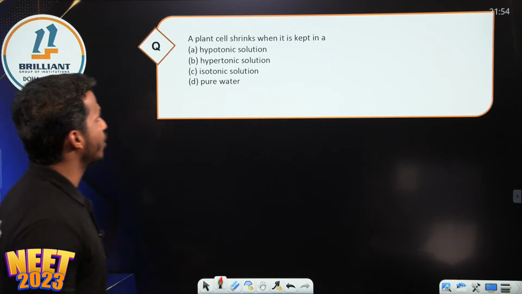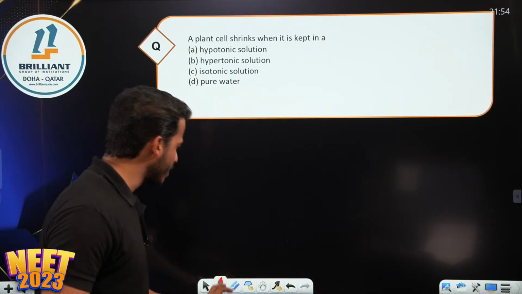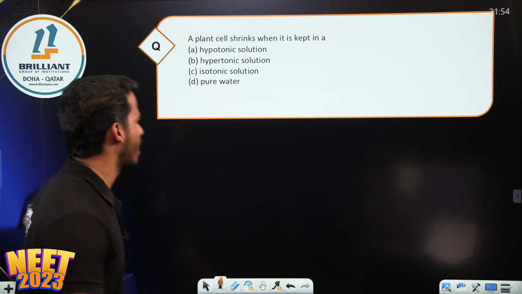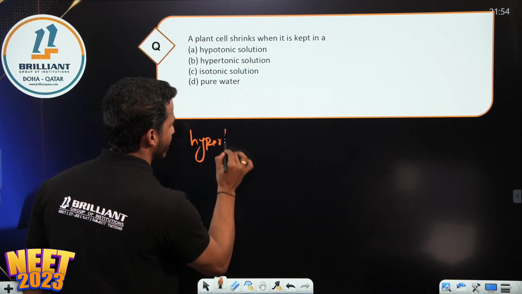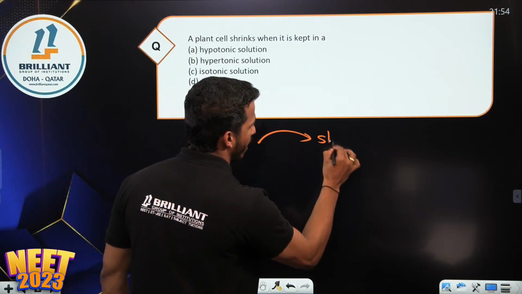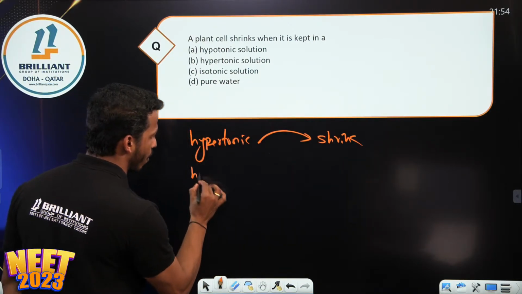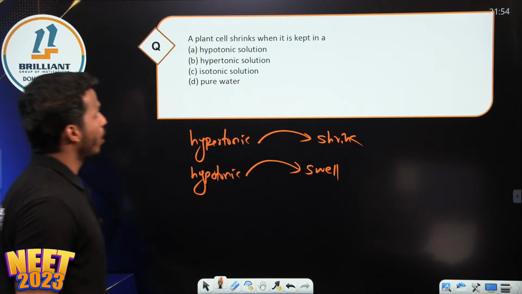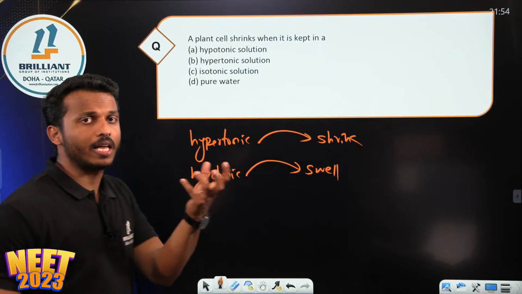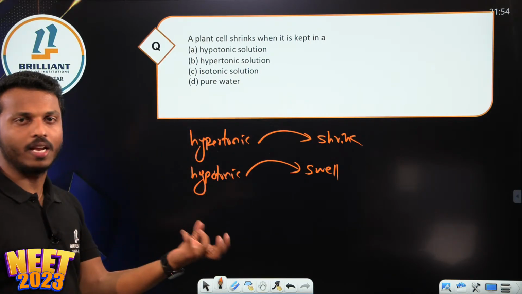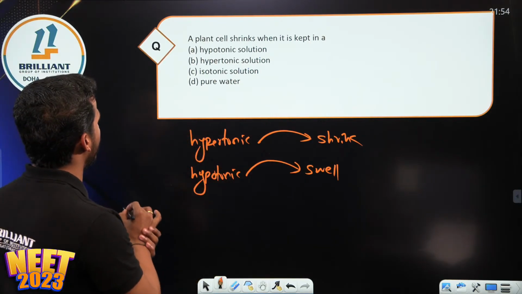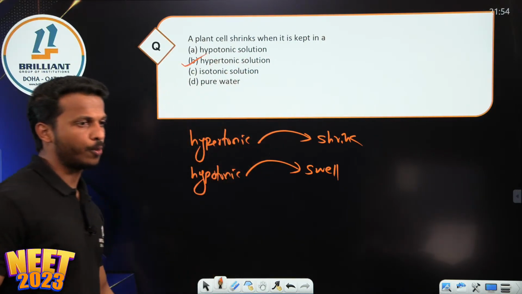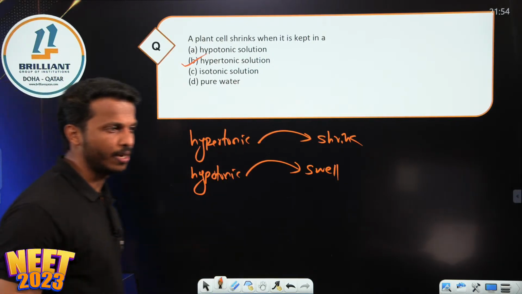Now, a plant cell shrinks when it is kept in a, just to remember or recover the theory, that's all. Hypertonic solution and hypotonic solution are there. A hypertonic solution has high osmotic pressure, where the cell shrinks, whereas in the case of a hypotonic solution the cell swells. So the plant cell or RBC shrinks, when they shrink, it is kept in which medium, dear all? So a plant cell shrinks when it is kept in a hypertonic solution. Option B, okay, option B.